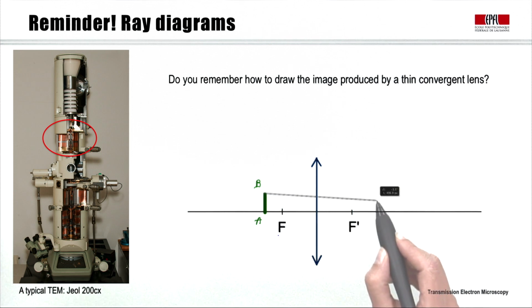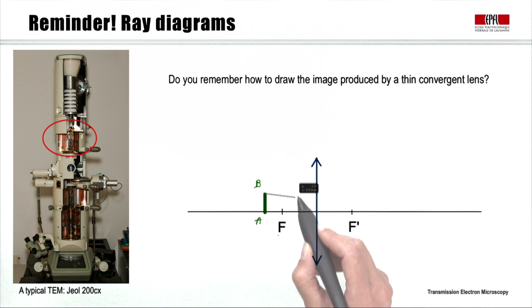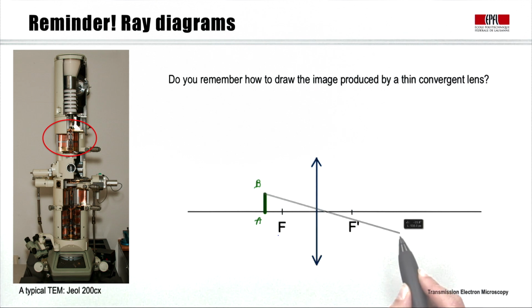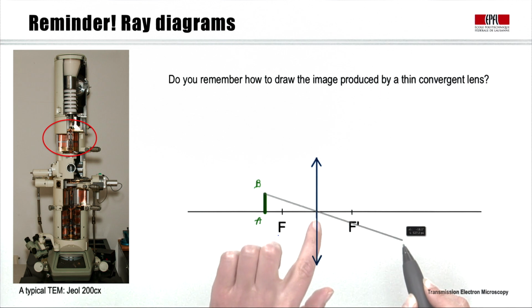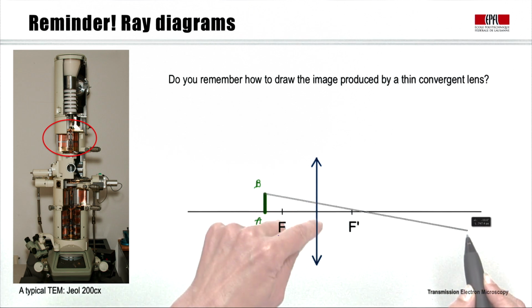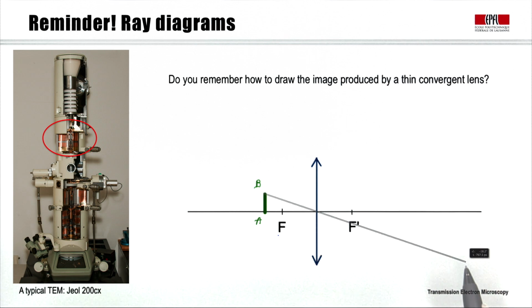There are two rules. The first one is if I take a ray of light that is coming out of my object, if this ray passes through the central part of the lens, then it will be undeflected. So if it goes elsewhere, it will be deflected, but not if it goes through the center of the lens.